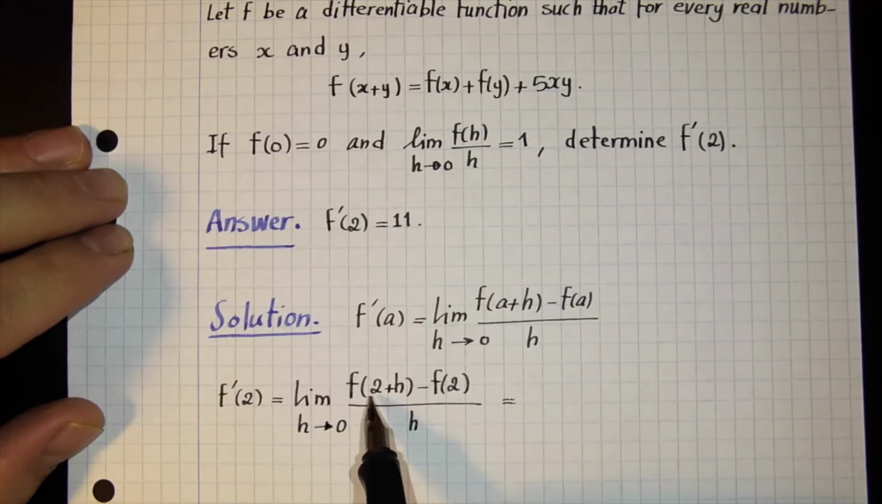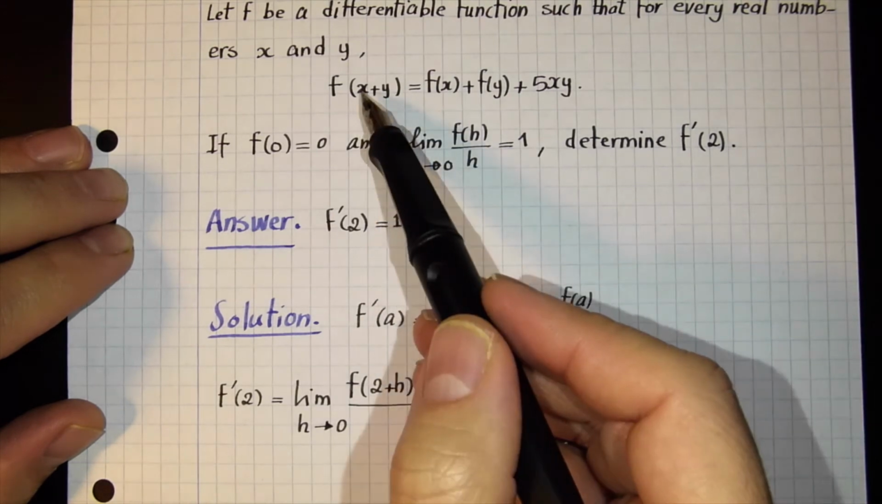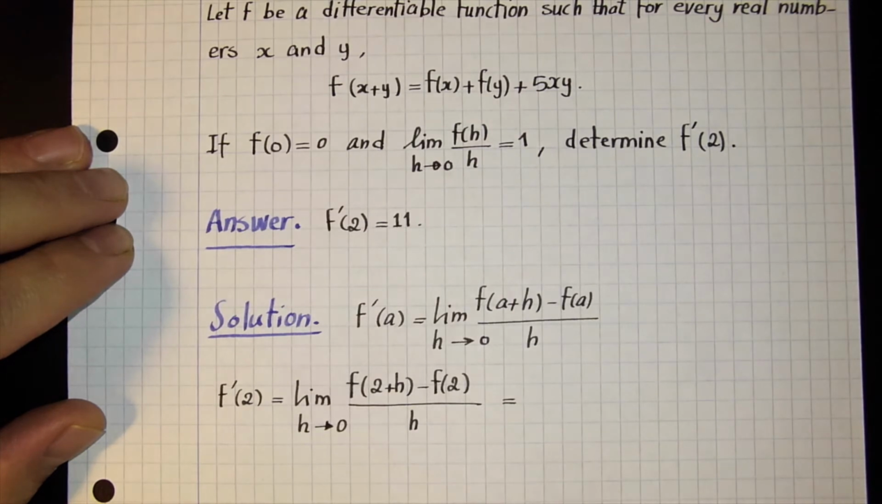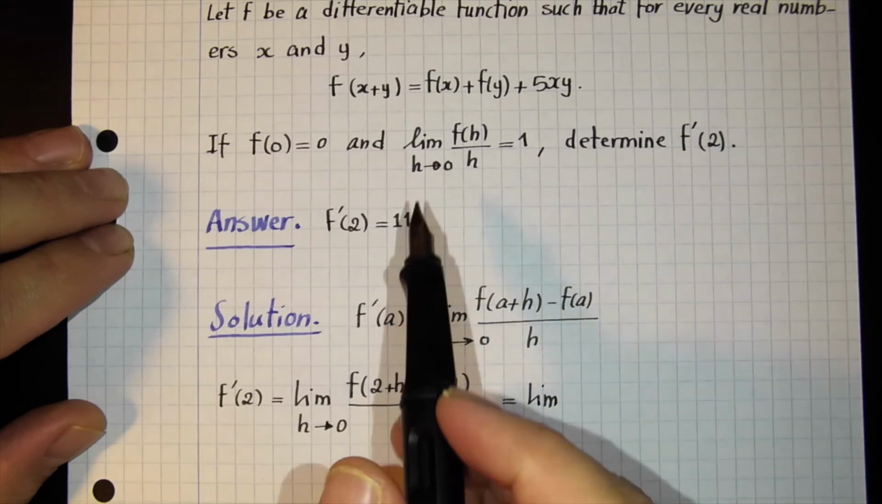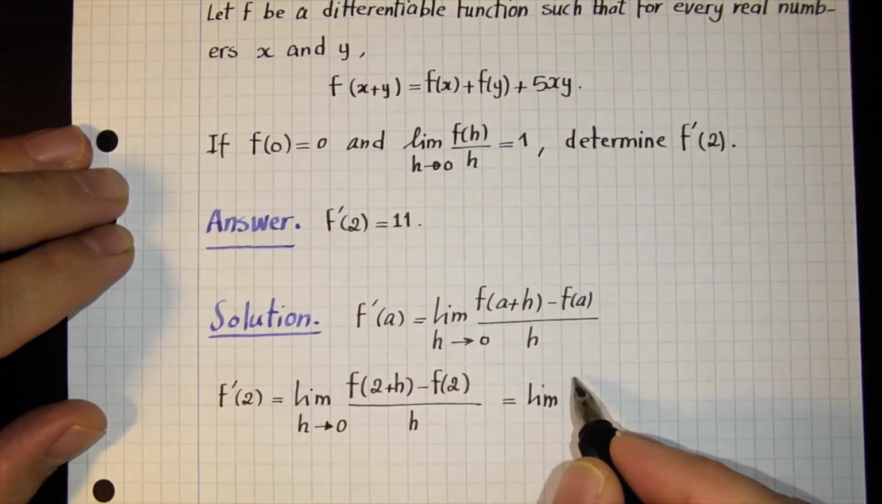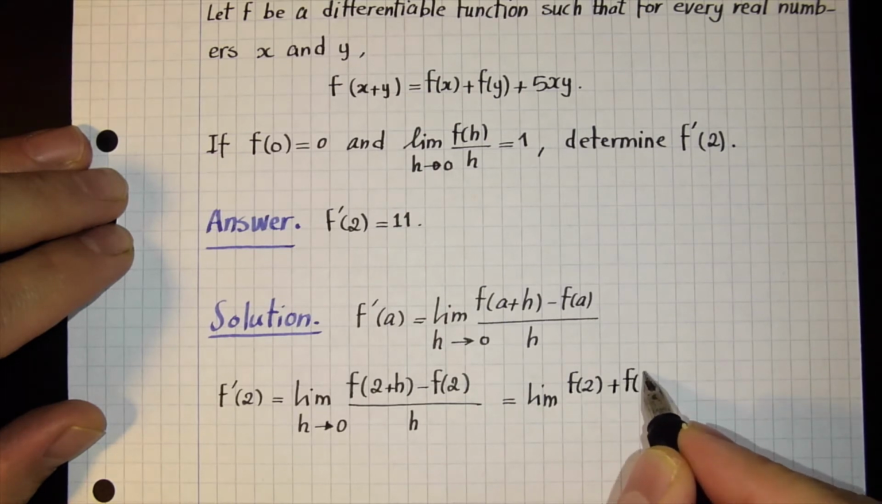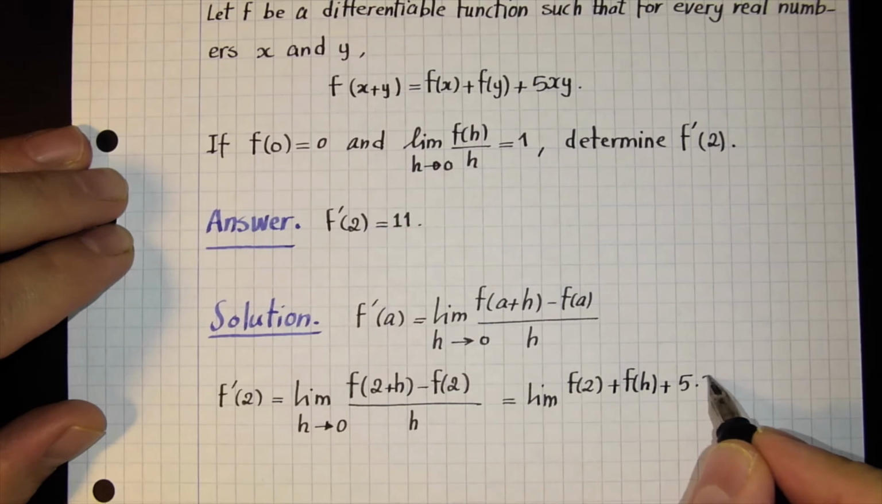But now this is the same expression more or less. You see, if you compare this with this one, here 2 is playing the role of that x and h is playing the role of that y. So I can write this as the limit. Instead of f of 2 plus h, I would write f of the first one, which becomes f of 2, plus f of the second one, which becomes f of h, plus 5 times the first number, which is 2, multiplied by the second number, which is h.